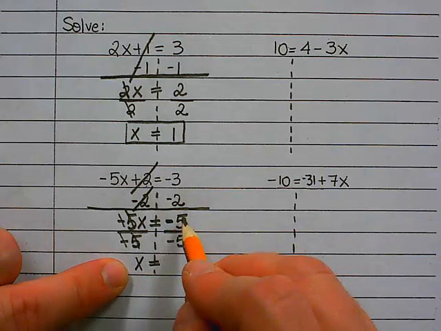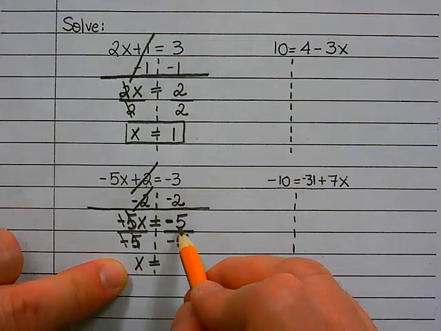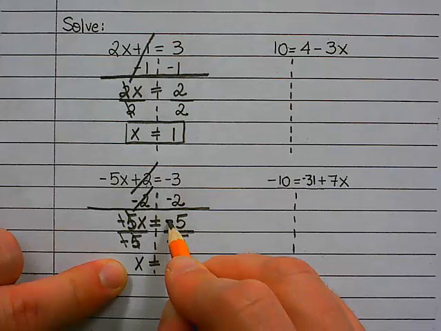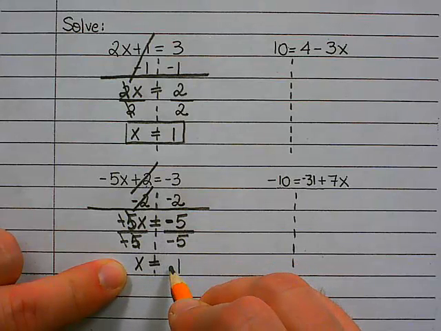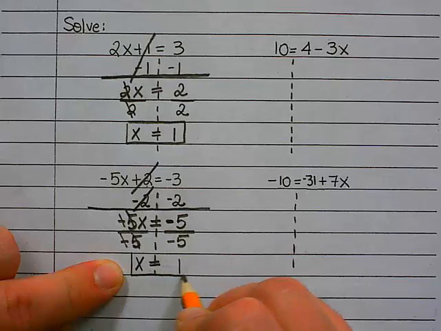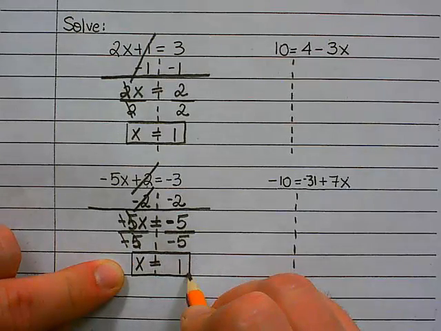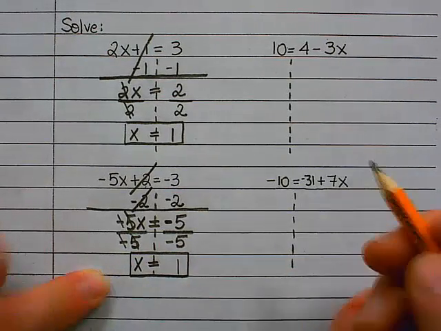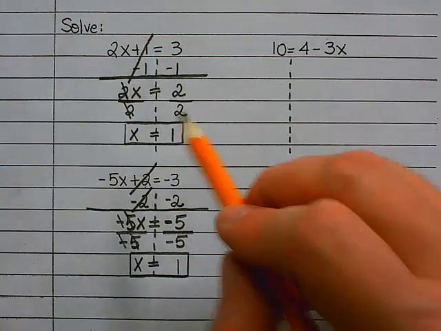On the other side, then we need to do the division. Negative 5 divided by negative 5: 5 divided by 5 is 1, and the negative divided by negative becomes a positive. So my answer in this case, again, is positive 1. Alright, I just wanted to point it out.